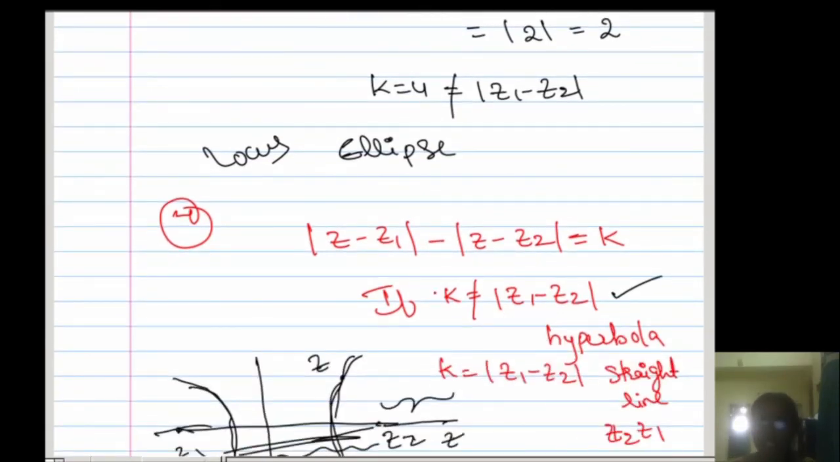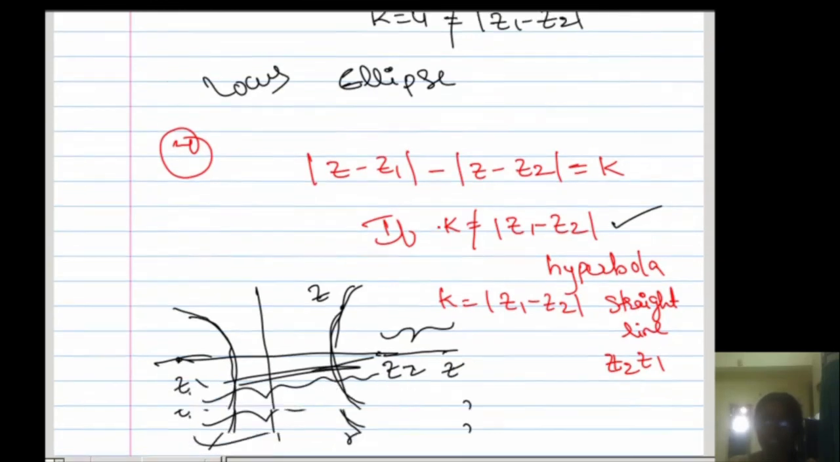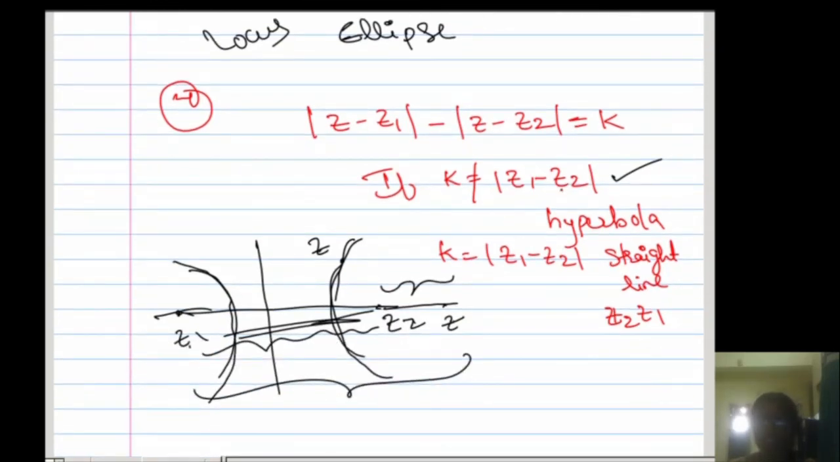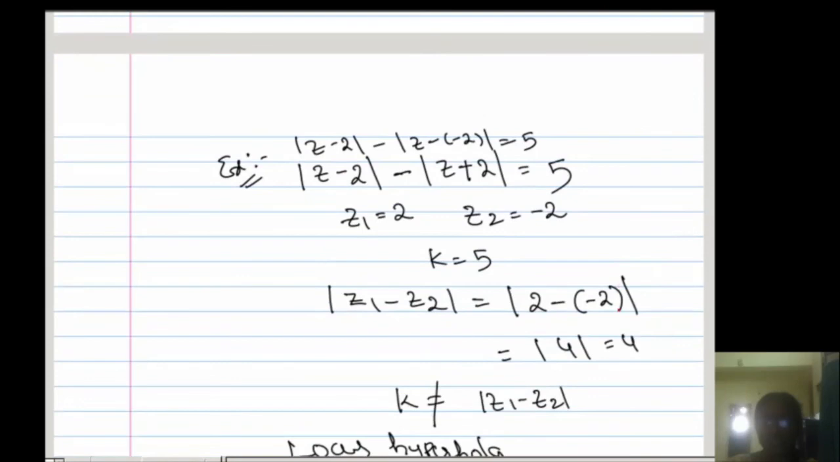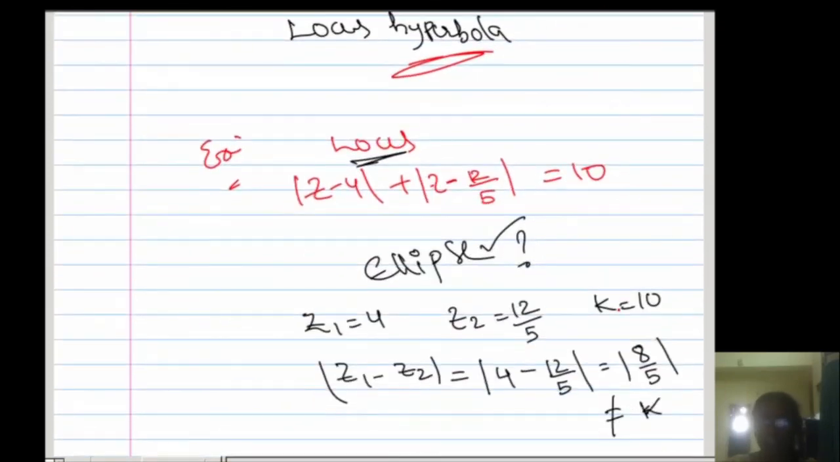Next, similarly, mod z minus z1 minus mod z minus z2. The ellipse means plus, hyperbola means subtraction. So in that case the same concept applies. If k is not equal to mod z1 minus z2, then it represents a hyperbola. If k is equal to mod z1 minus z2, then it represents a straight line joining z2 and z1, and z lies on the straight line.